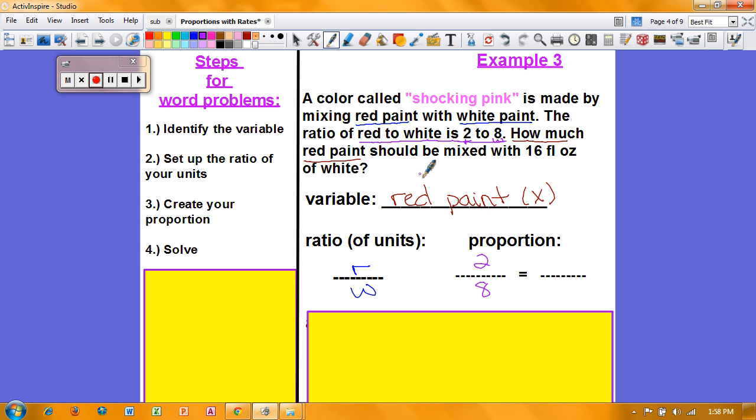But we want to know how much red paint we'll need with 16 fluid ounces of white. 16 is talking about white paint, so it's going to go on the bottom. This is what I don't know, so that's my variable.